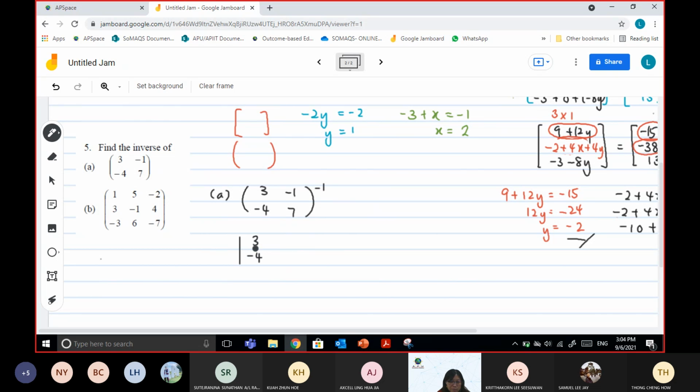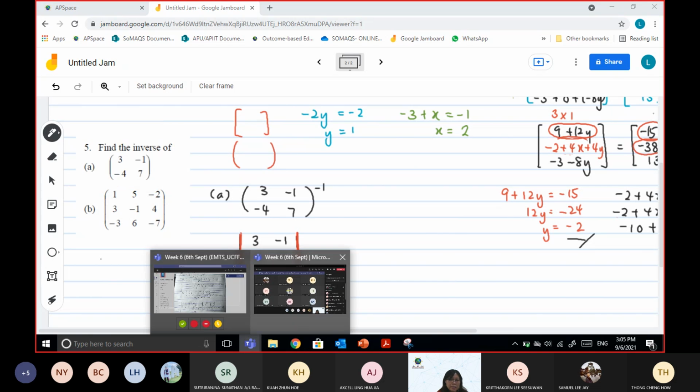When it comes to the determinant, I put 2 straight lines. I realize students do not really take note of this notation. For the determinant, we must have 2 straight lines. It cannot be a square bracket or a round bracket, it must be 2 straight lines. Now I need students to tell me how to calculate this.